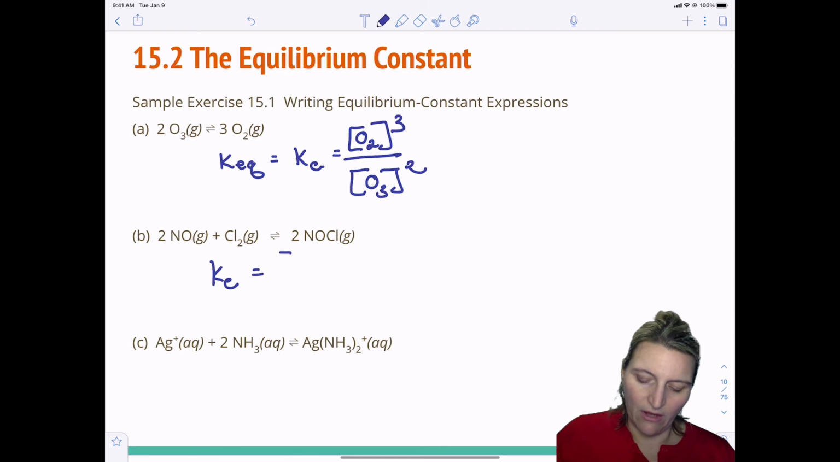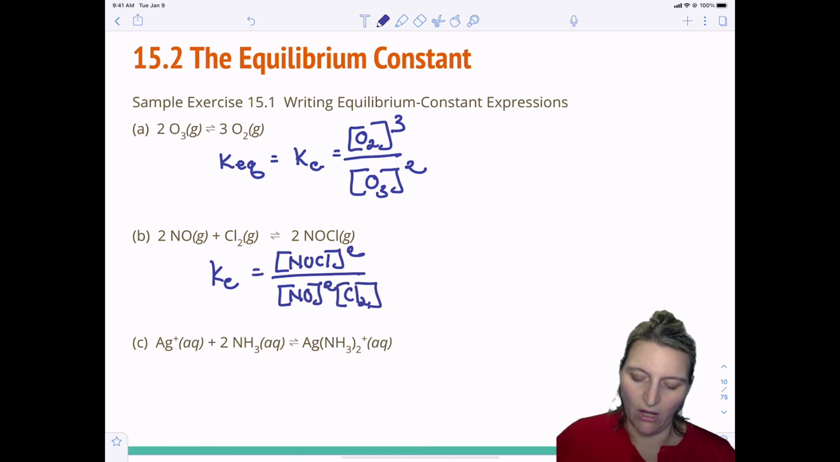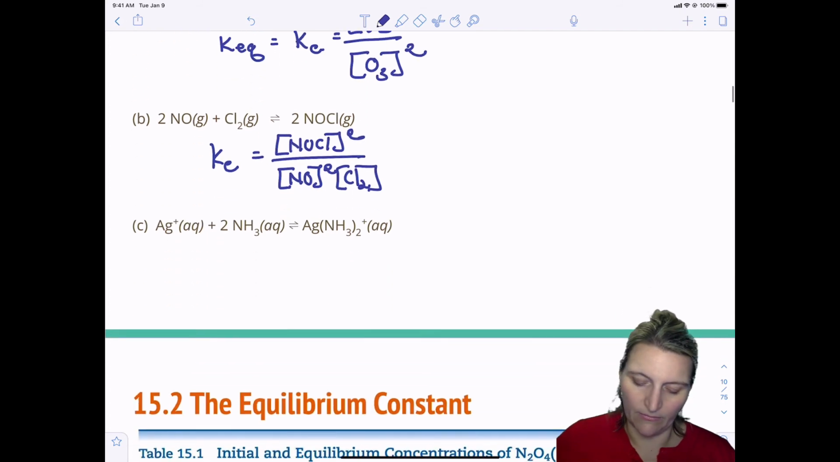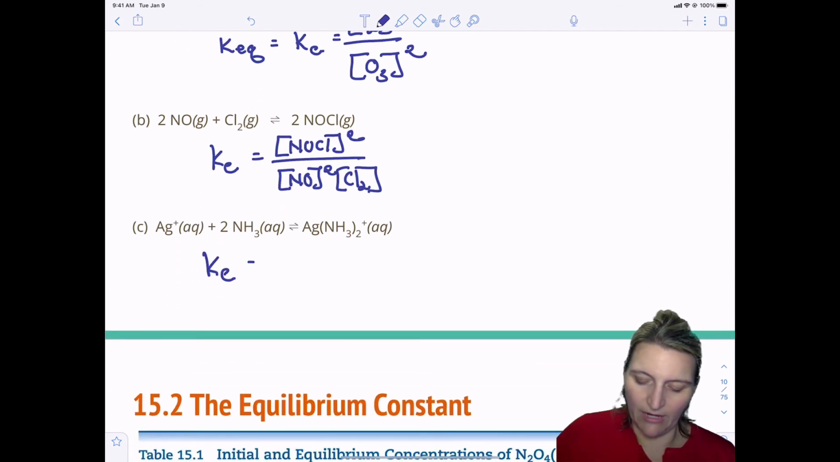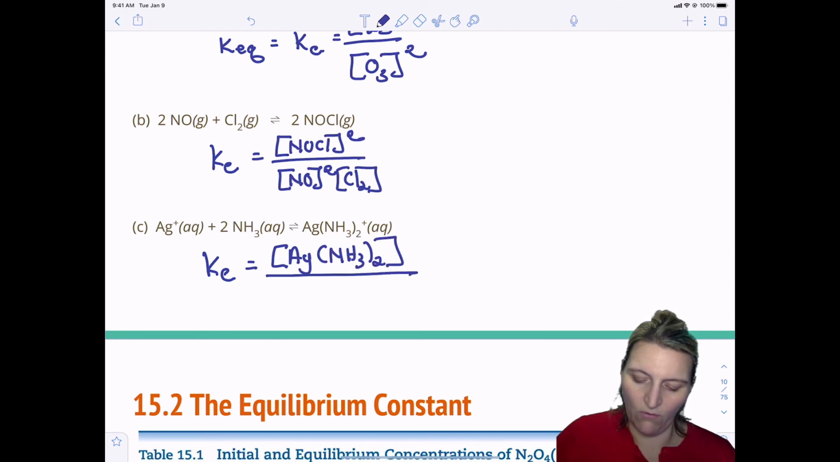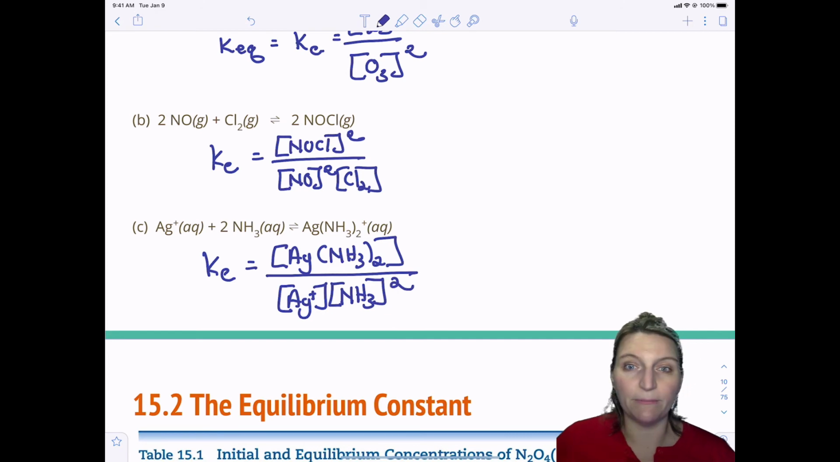Kc for this one: the concentration of NOCl squared over the concentration of nitrogen monoxide squared times the concentration of chlorine. We can do the same thing here. Kc is equal to the concentration of Ag(NH3)2+ over the concentration of Ag+ times the concentration of NH3 squared. Products over reactants, coefficients become exponents.